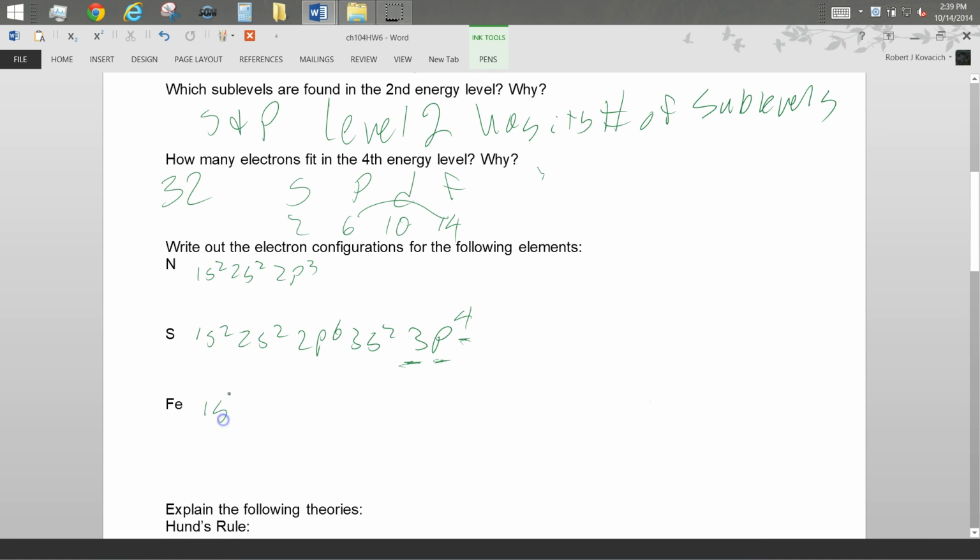Okay. 1s2, 2s2, 2p6, 3s2, 3p6, 4s2, 3d6. So 2, 2, 6 is 10, and it's 26, and iron is element number 26. So we're good with that. And the third row, except since we're in the D block, it's the fourth row, the D block, and the sixth column over. Okay.